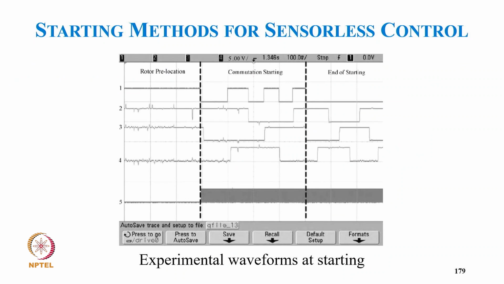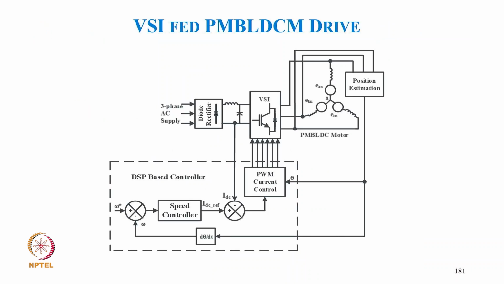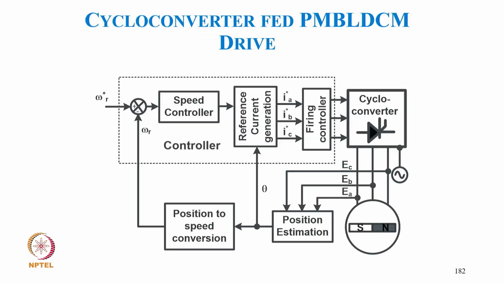You can see the rotor field location, then the commutation is starting, and then the end of starting. Coming to sensorless control topologies of the BLDC motor. Here we typically sense the voltage and get the position estimation, and then the speed. From the speed controller we get the magnitude of current, and then with the position we sense the DC link current, which goes to the current controller with the position, and we get the switching signal for the inverter.